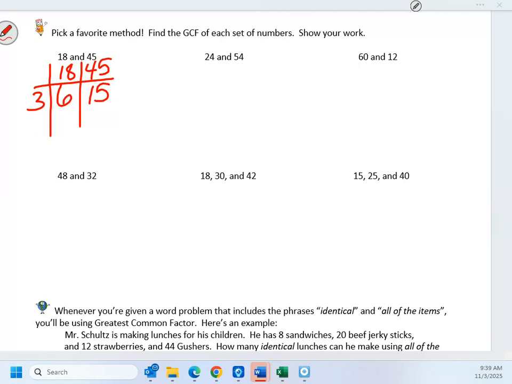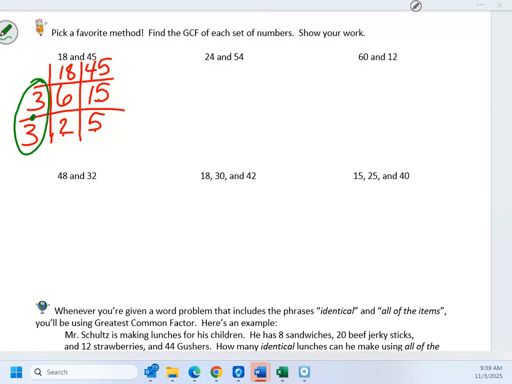So now I look at that 6 and 15 and say, what can I divide out of 6 and 15? Rhoda? 3. I can divide another 3 out. 6 divided by 3 is 2. 15 divided by 3 is 5. Can I divide anything out of 2 and 5? Rhoda? No. No. So this is what I do when I have multiple numbers that I divide out.